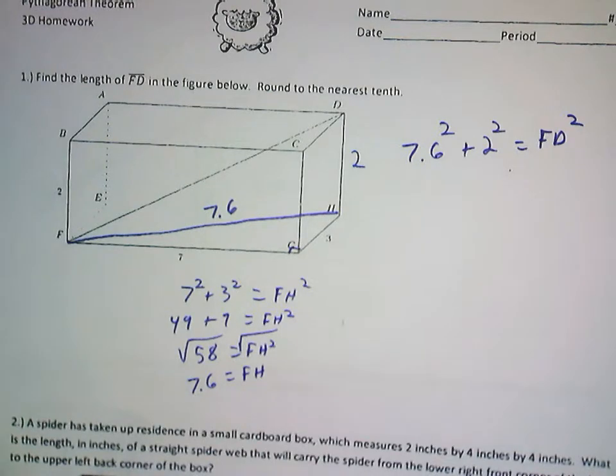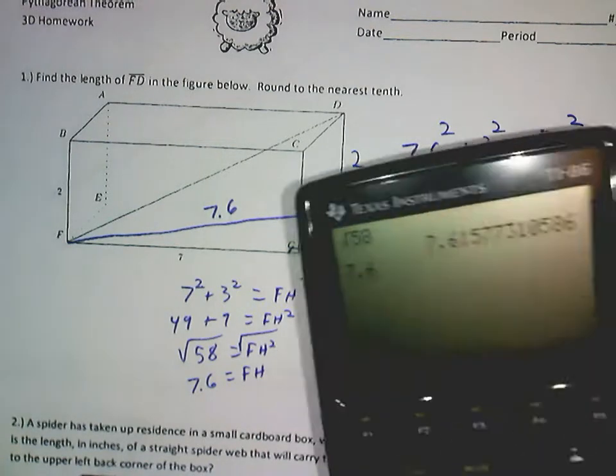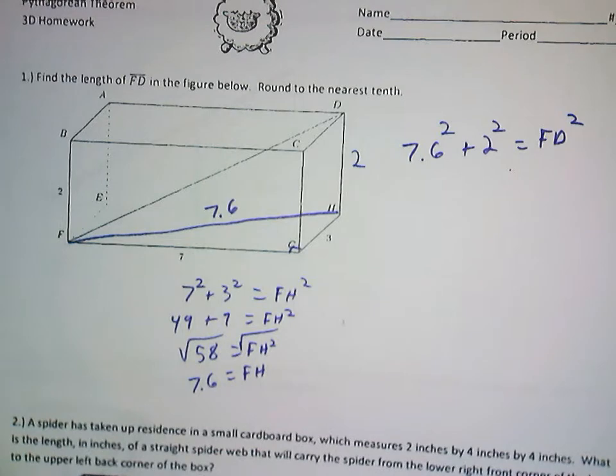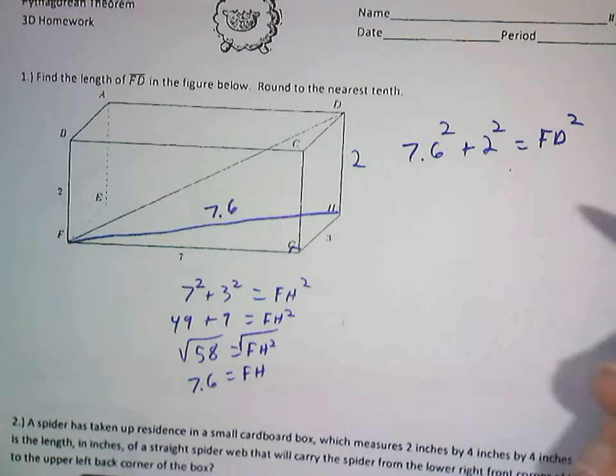Now this is where we're going to get slightly inaccurate because I don't have all these numbers that I initially had, but that's fine. It will be approximate. It won't be exact. So 7.6 squared plus 2 squared. So hold on, let me just do 7.6.